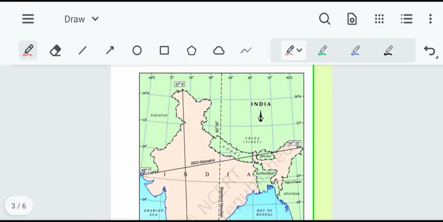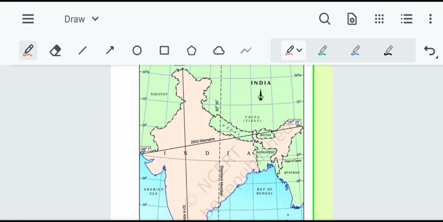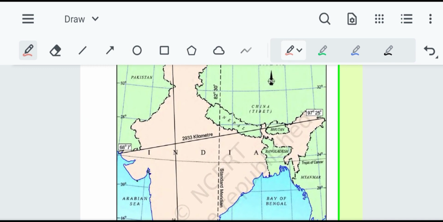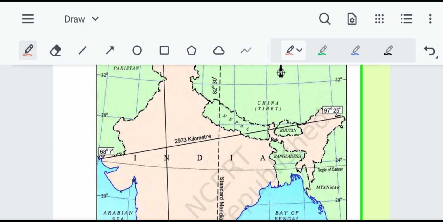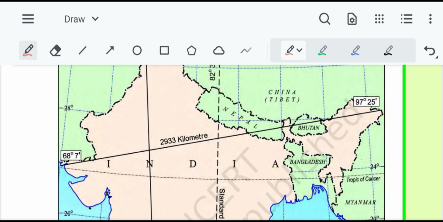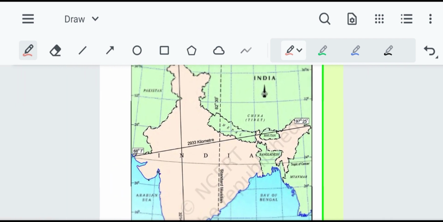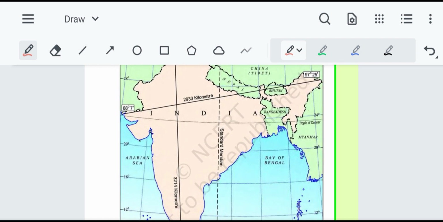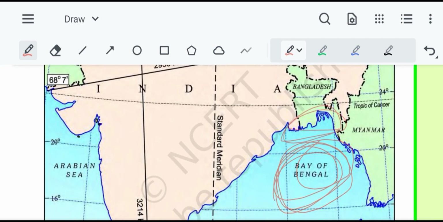And now we come to the map of India. In the north there is Pakistan, and from west to east the distance is 2933 kilometers, and from north to south the distance is 3214 kilometers. Here is the Bay of Bengal, and there is a delta named the Sundarban Delta. The delta is formed by the Ganga and Brahmaputra rivers.